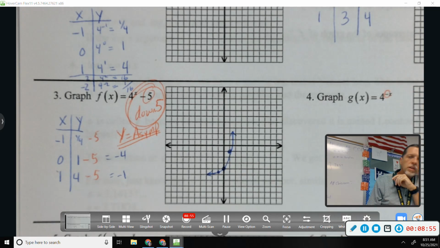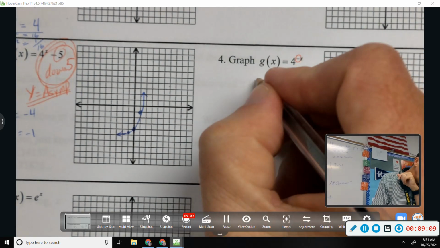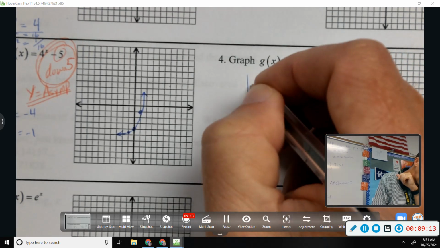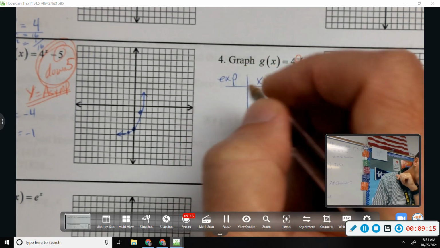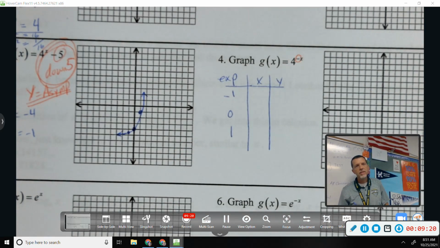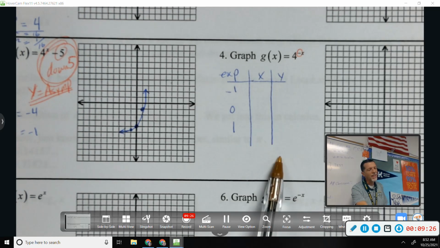Number 4, if we're thinking parent functions, what does a negative in front of the x do? It flips it over the y-axis. We don't do that much. So on this one, maybe I switch back to thinking I need my exponent to be -1, 0, and 1, because that will always work, and that will always make the math kind of easy.